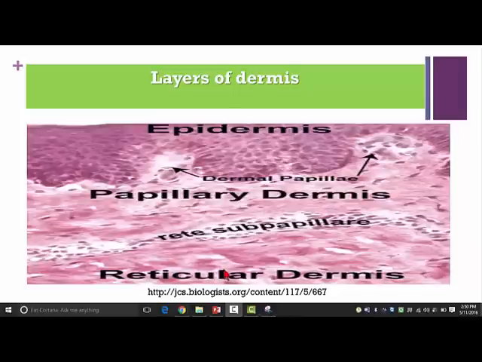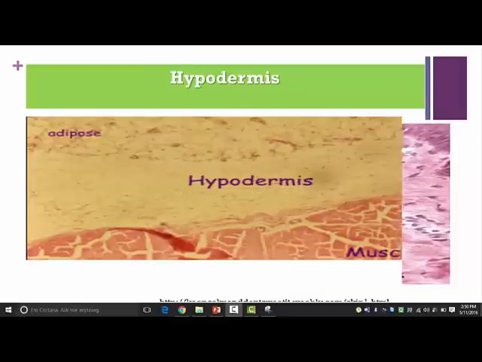The second layer is the reticular dermis. It is made up of collagen and elastic reticular fibers. So it provides elasticity and extensibility to our skin.